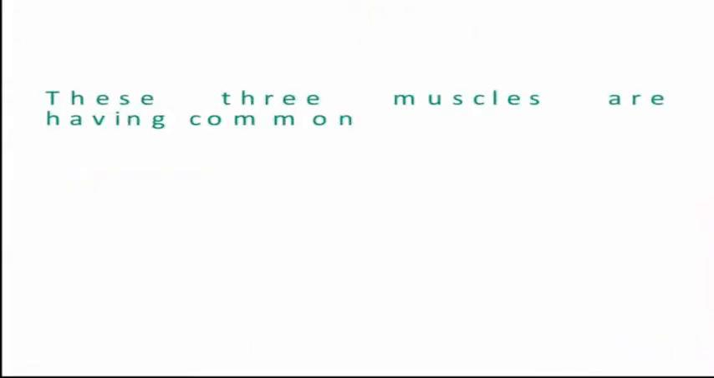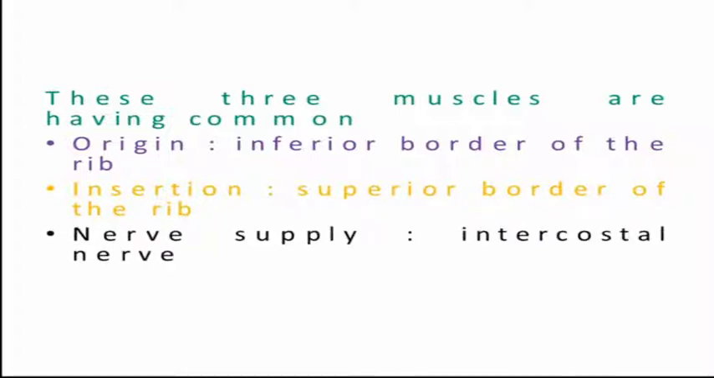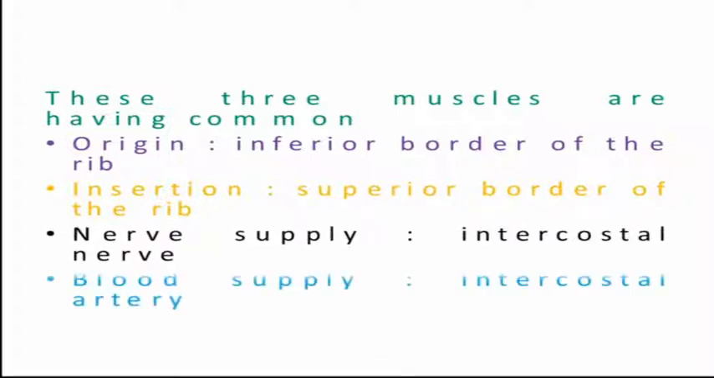internal intercostal muscles. These muscles have some common features. The origin of the external intercostal, internal intercostal, and innermost intercostal muscles is from the inferior border of the ribs, and they attach superiorly near the superior border of another rib. Nerve supply is from the intercostal nerves, and the blood supply is the intercostal artery.